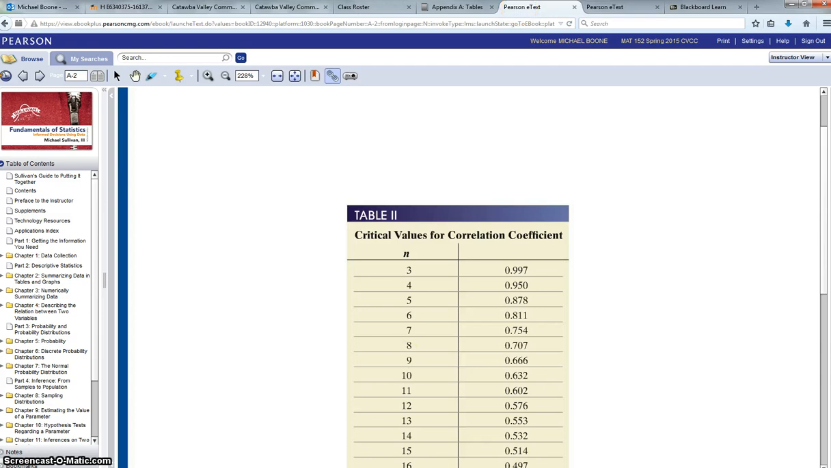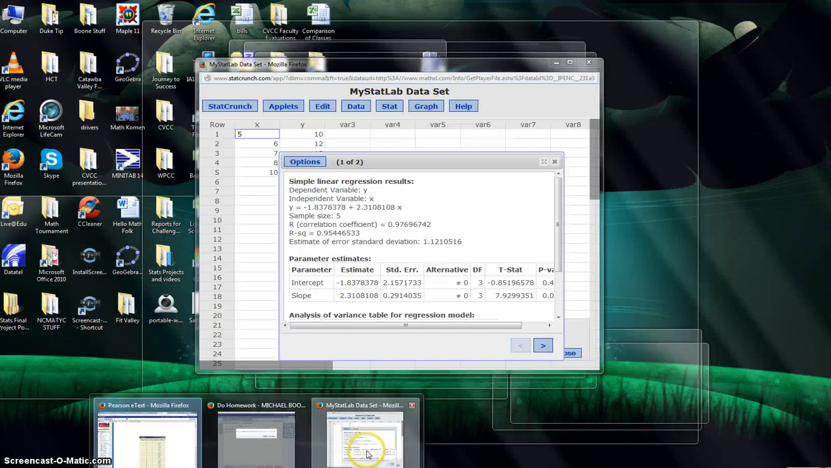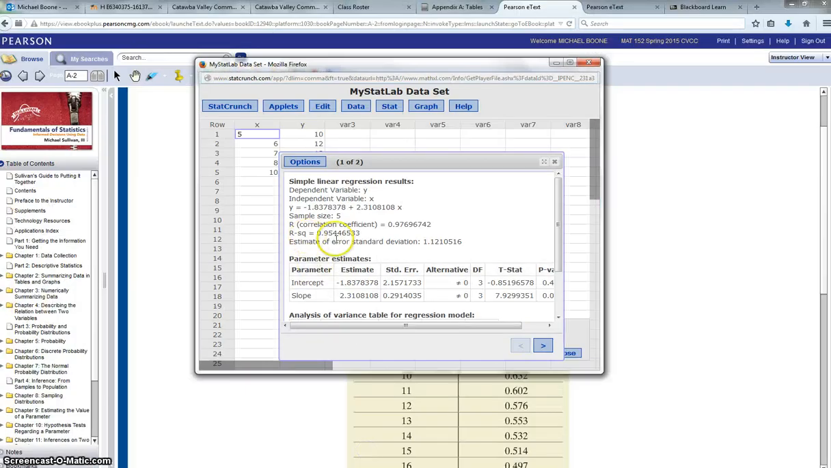And then also to calculate your r squared value, it's here as well. It's just your R value squared. Gives you your coefficient of determination, which they talk about in section 3.